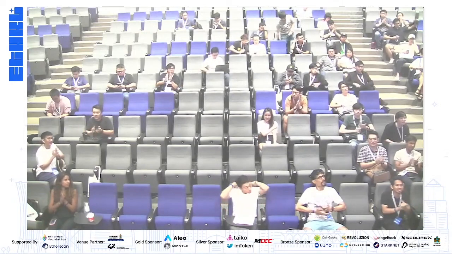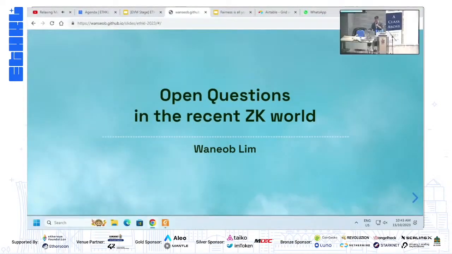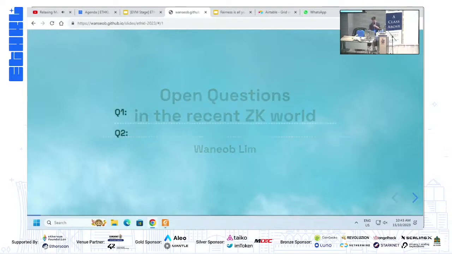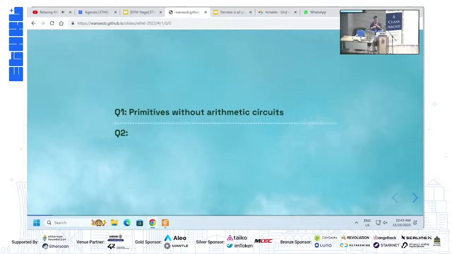Okay, thank you. So actually, this talk is about the open questions in the recent ZK world. And this might be a little bit theoretical, but I will try to explain it as simply as possible. So the first question is about what else are the primitives that we can implement without arithmetic circuits. I'm going to explain what using the arithmetic circuits means. And the second question is about what kind of primitive algebraic chip we can customize. So yeah, let's go.